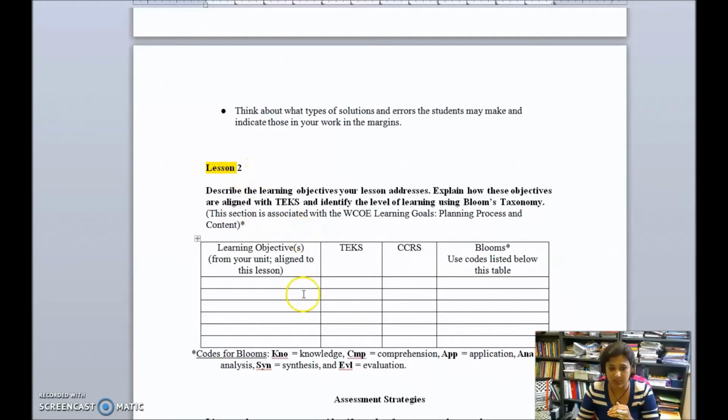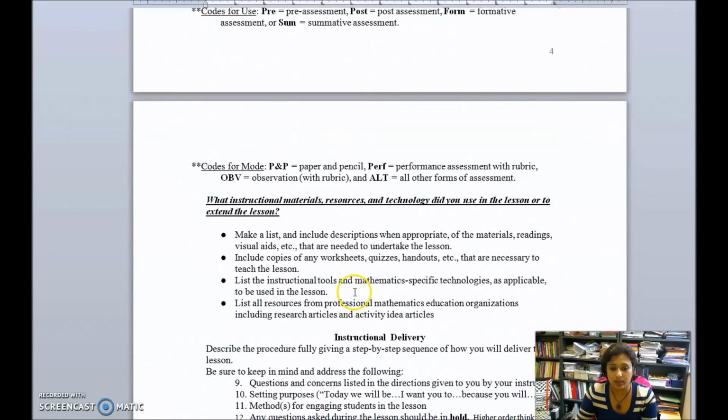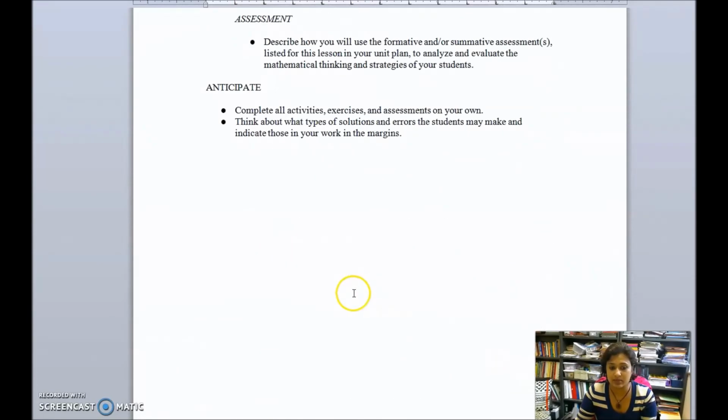You'll do the same thing again, learning objective, TEKS, and Bloom's. What is the codes for those? Remember, you cannot have more than one code for one objective, okay? And so here is the same thing. So the whole first lesson has to be done, and then the whole second lesson is going to be done. And this is your second lesson.